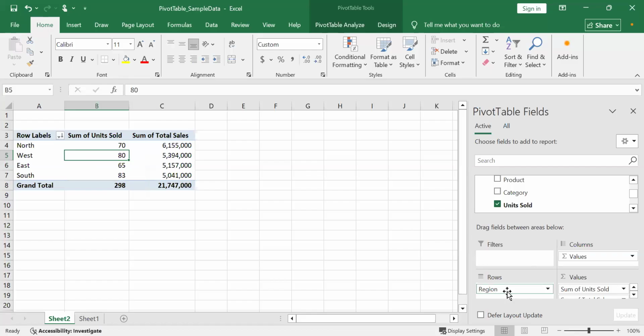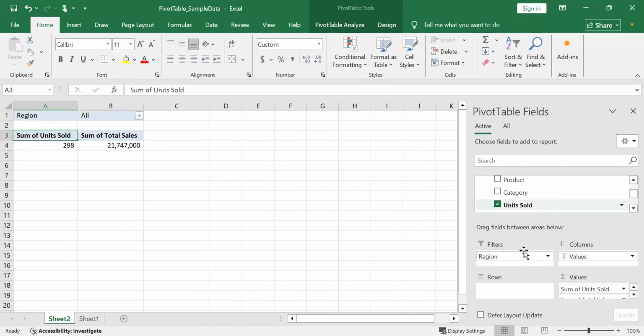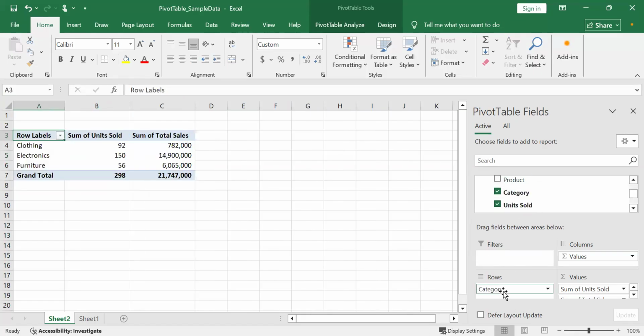So I can just stick it. I'm still on bird's eye view, right? I can remove the region, take it away, and I will drag category to rows. See what happens. Can you see this?